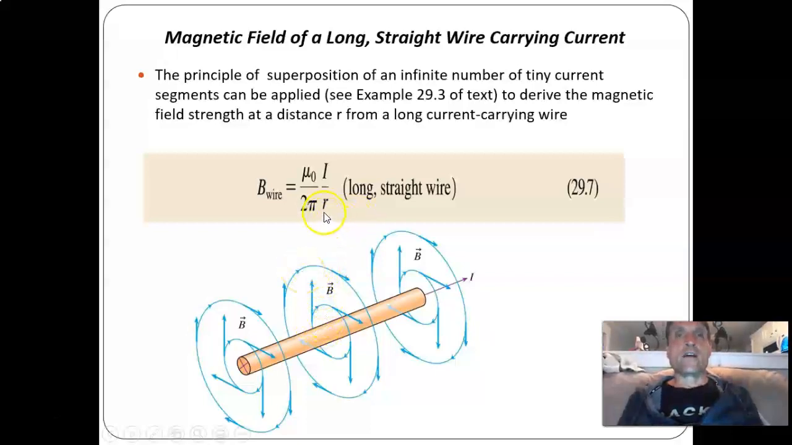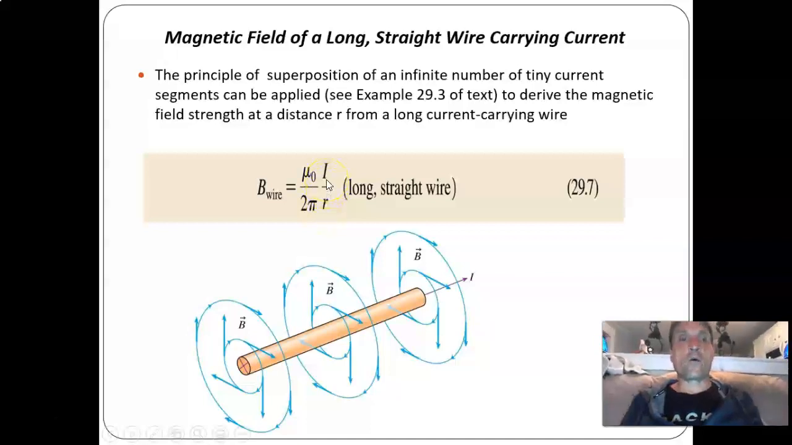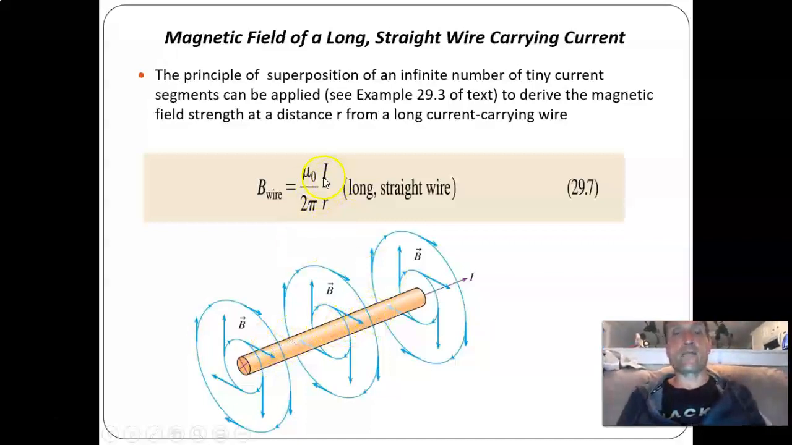So we see that the magnetic field strength depends on the current. So if we increase the current, we can get a very strong magnetic field outside the wire. And it goes as 1 over r, which means if we double the distance from the wire, the magnetic field is only half as strong. It goes as 1 over the distance. If we triple the distance r from the wire, it's only 1/3 as strong as it is at the wire.